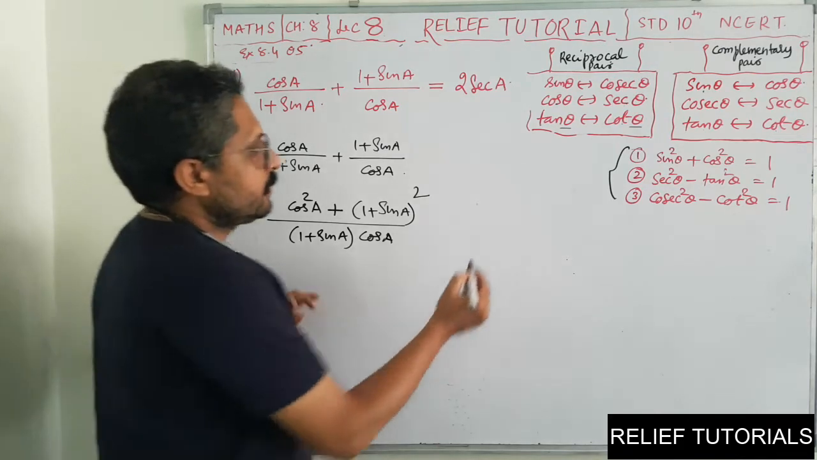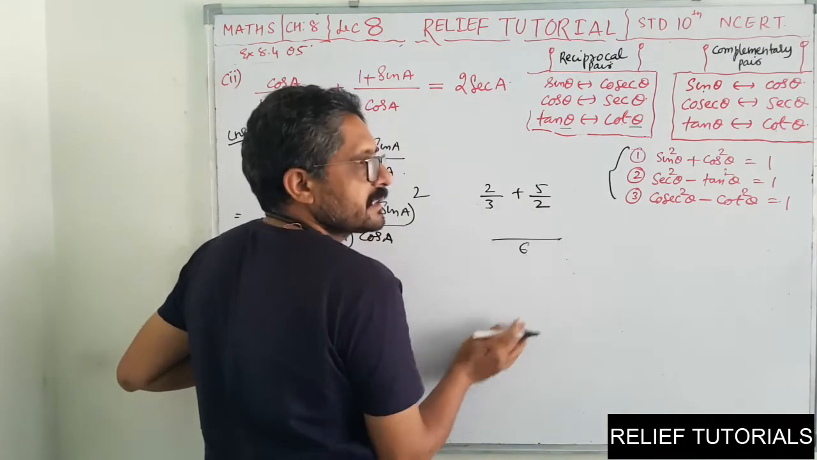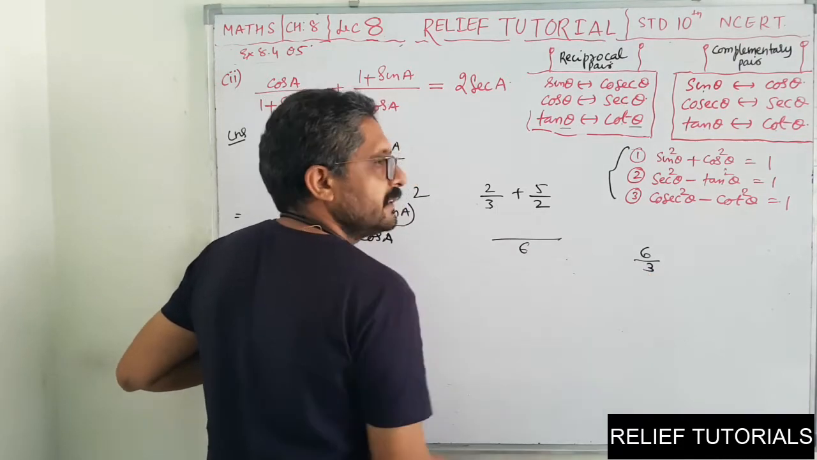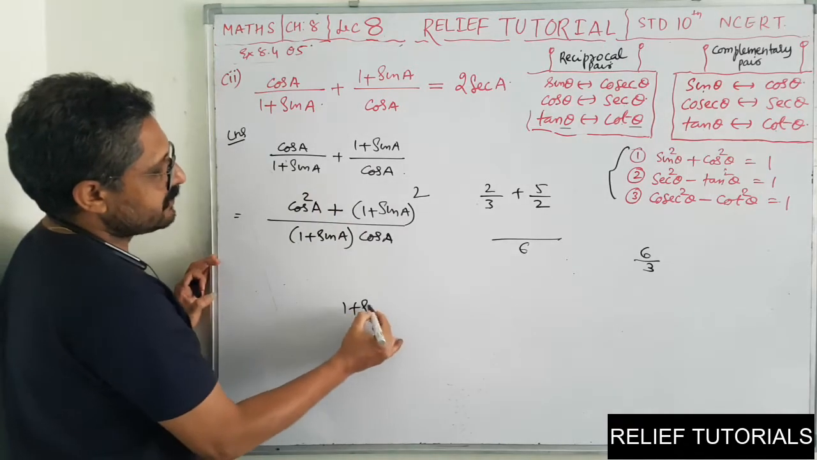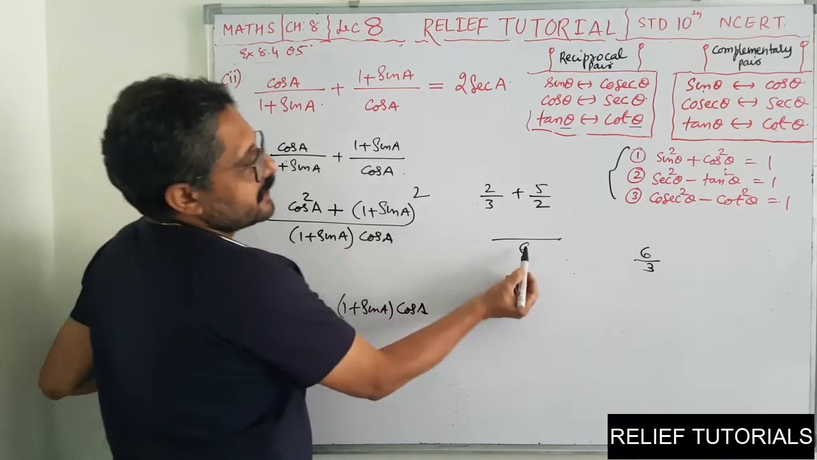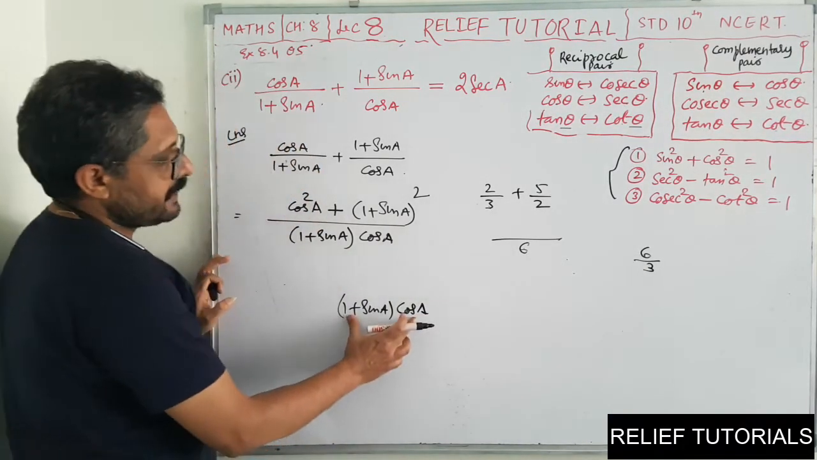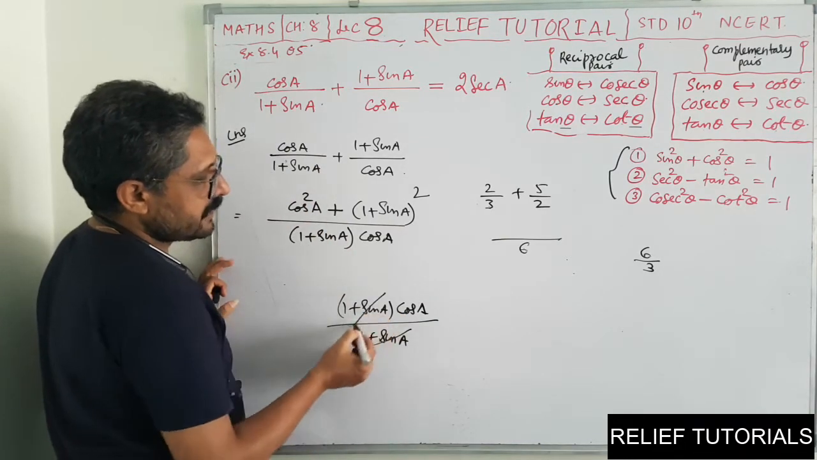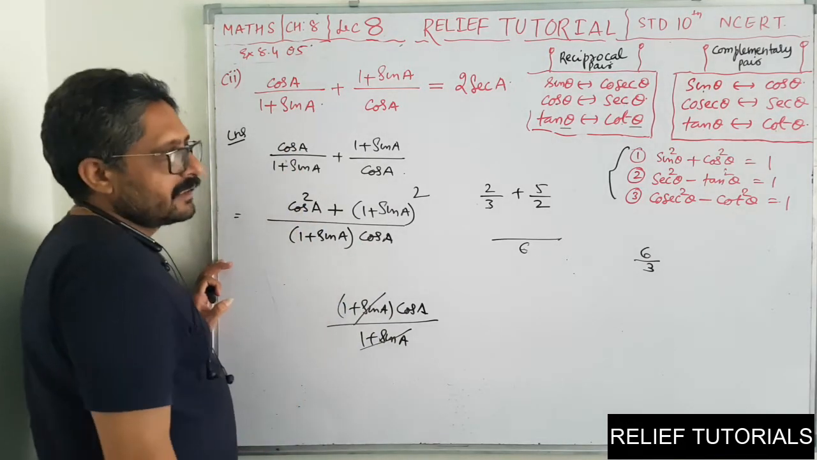Clear? See, you might be doing 2 upon 3 plus 5 upon 2. So the LCM here is 6. Now what you used to do, you divide this LCM by this denominator, 6 divided by 3. So here also you divide this LCM by this denominator. If I divide this 1 plus sin A into cos A, this is our LCM. So I will divide this LCM by the denominator. What is the denominator? 1 plus sin A. So this will get cancelled. So what is left? Cos A. So cos A into cos A, cos square A.